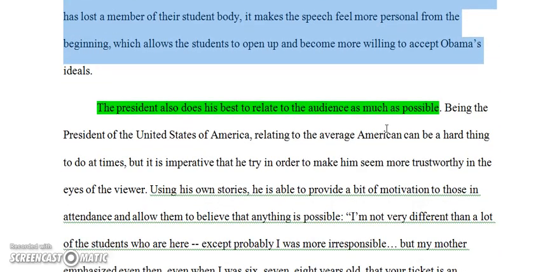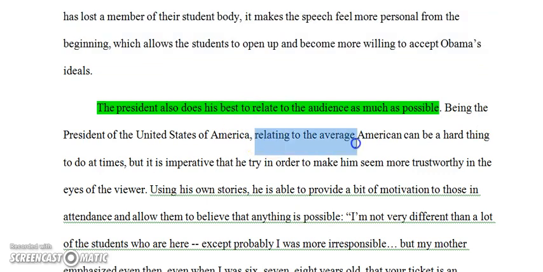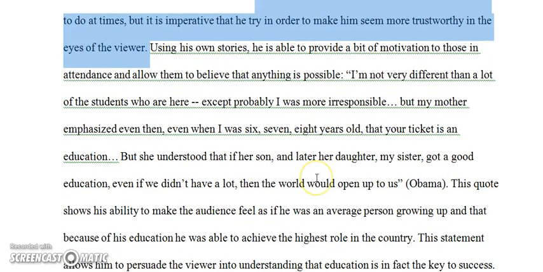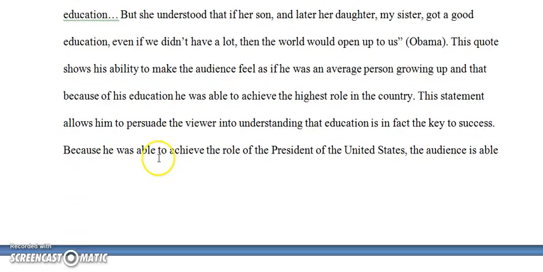The next paragraph picks up the next item from the roadmap, the preview. The president also does his best to relate to this audience as much as possible, and framing it as a kind of rhetorical challenge. Being the president of the United States, relating to the average American can be a hard thing to do at times, but it's imperative that he try in order to make him seem trustworthy in the eyes of the viewer. Okay, more ethos. And again, text and interpretation. I won't go through all of this.